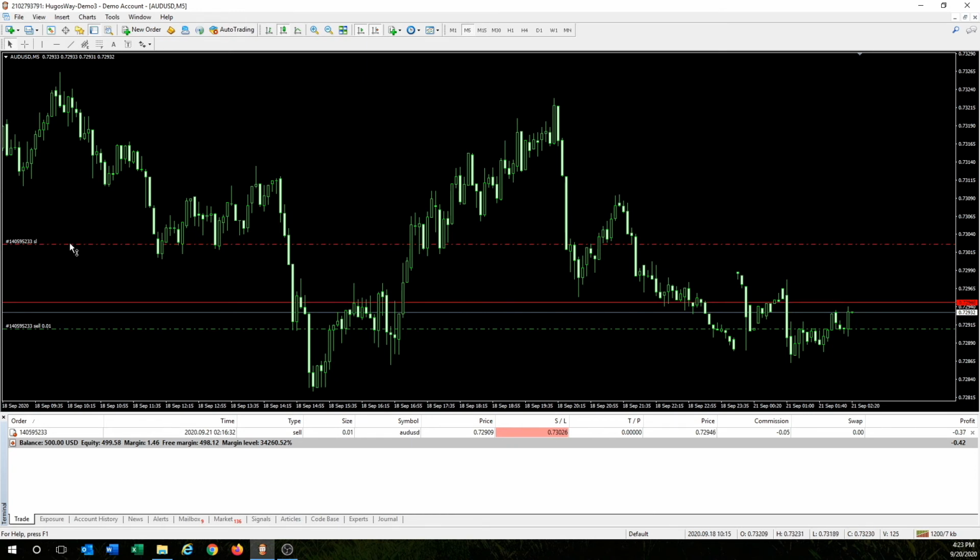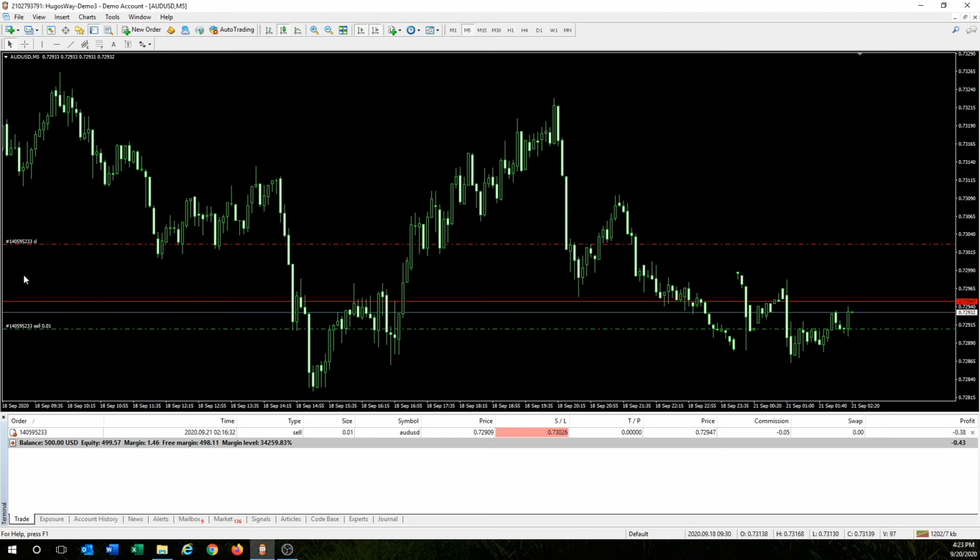We can move our mouse over here and just hover. See how it shows profit negative $1.17? That's telling us that if price continues going upwards, once it reaches $1.17 negative, it will close the trade automatically. That's why it's called a stop loss.